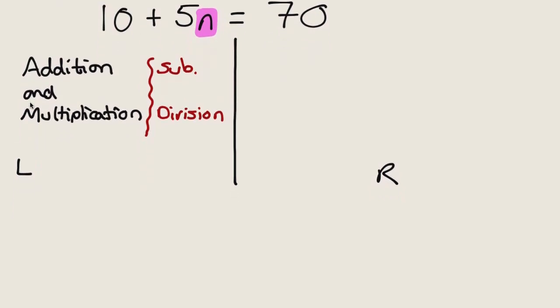All right, so I'm going to scroll down a little bit. I'm going to rewrite this. So we have 10 plus 5n equals 70. Okay, I want to get rid of the 10. I know I'm going to do either subtraction or division. What am I doing with the 10? Am I adding it to something or am I multiplying it by something? Millie? I'm adding it.